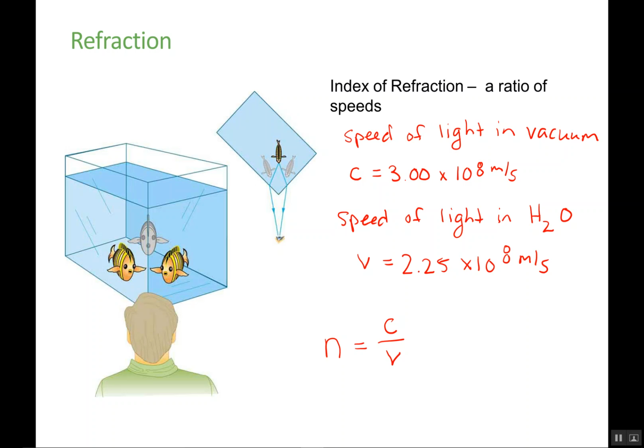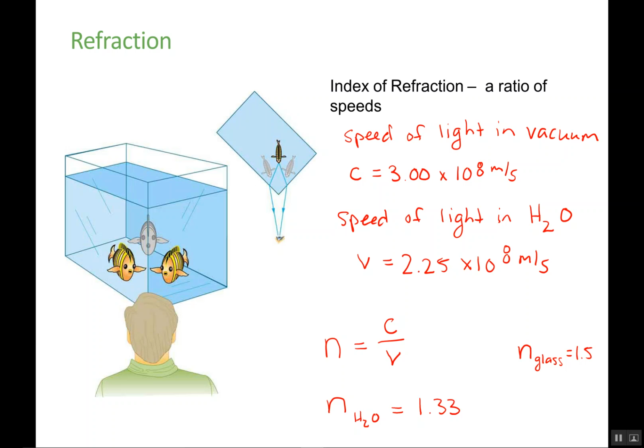This so-called index of refraction is defined as the speed of light in a vacuum, c, divided by the speed of light in whatever material you're studying. So for water, the index of refraction would be the ratio of 3 times 10 to the 8th divided by 2.25 times 10 to the 8th, which is approximately 1.33.